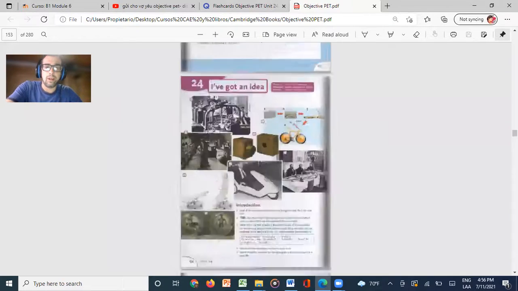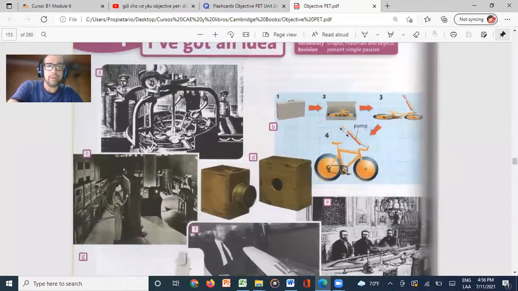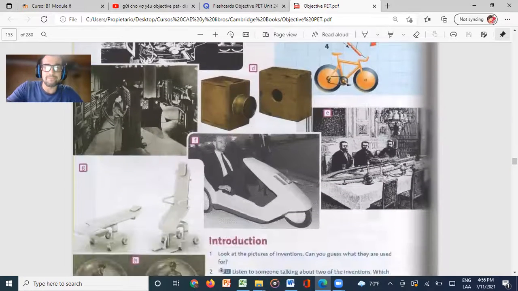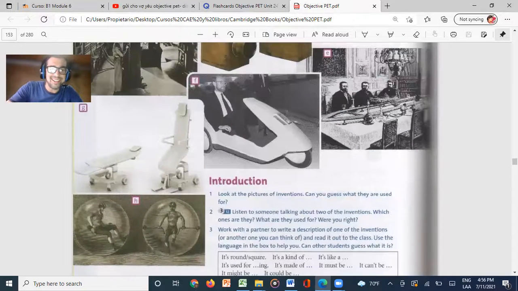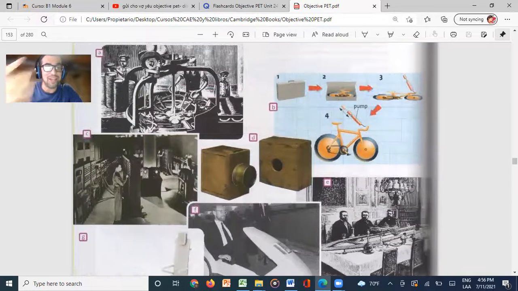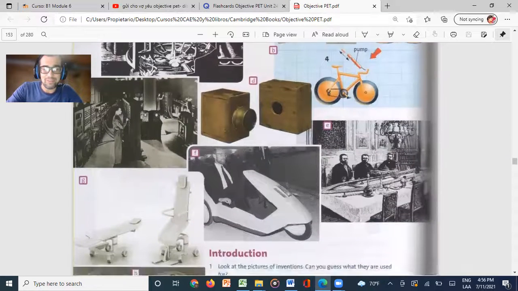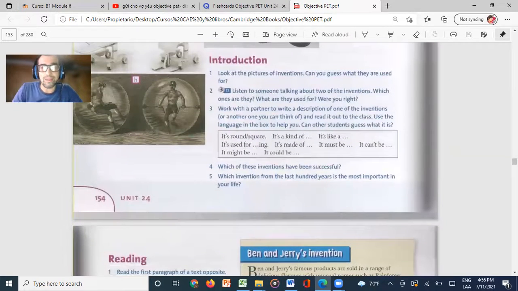Okay. Well, we have here different inventions. So it says here, look at the pictures of inventions. Can you guess what they are used for? So you can check these inventions, and I want you to tell me what you think they're made for. And then it says, listen to some people talking about two of the inventions. Which ones are they? What are they used for? Were you right?